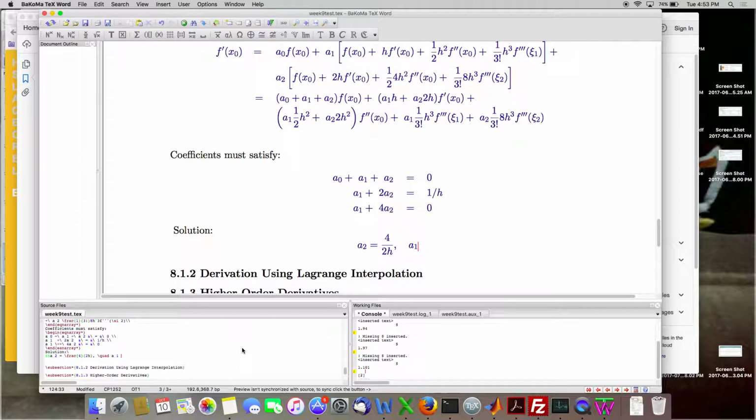A1, to satisfy the third equation, is equal to minus 1 over 2h. So that way, sorry, I have these indices backwards. That's A2, and that is A1. Okay. Because now if I take this and multiply it by 4, then it cancels with this.